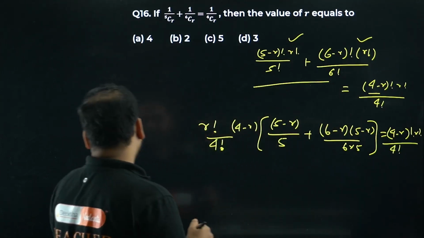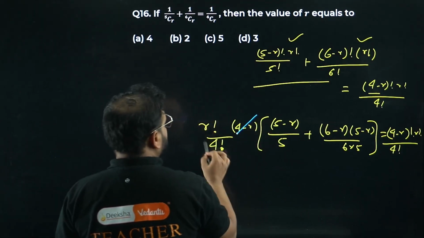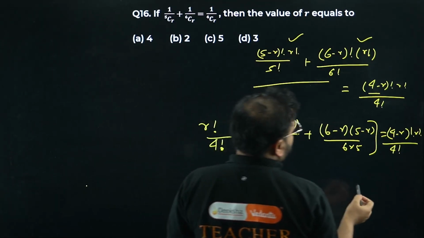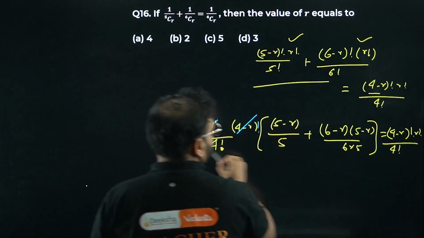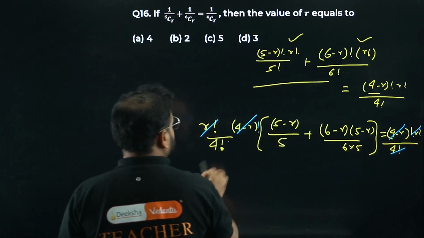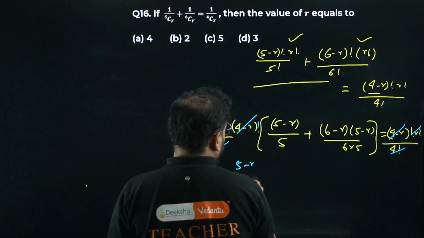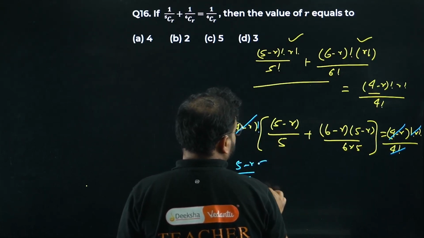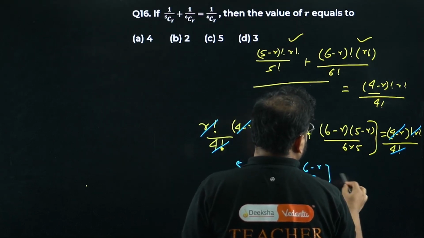Yeah? Great. Now check this out. What do I get for this part? I have this factorial only. Great. So this and this part, cancelling this. I can take one more time this common. I have 5 minus r upon 5 common. I get here 1 plus 6 minus r upon 6 equals 1.